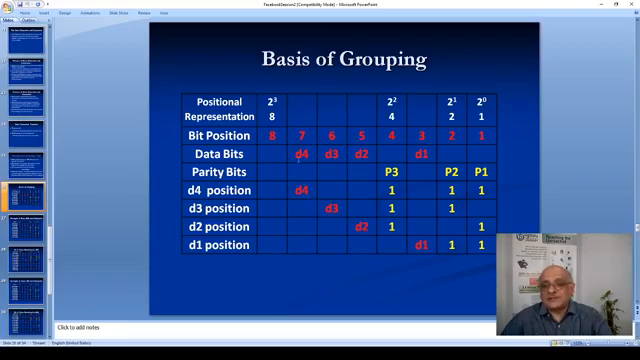Now look into the stuff here. D4, position 7, is 4 plus 2 plus 1. So if there is an error in D4, it will contribute to P3, P2 and P1.